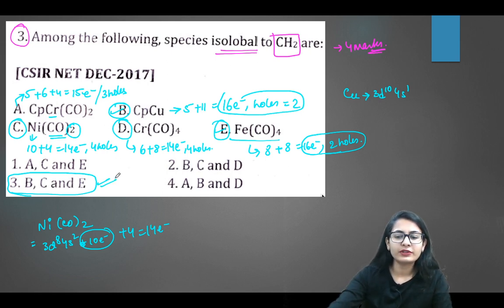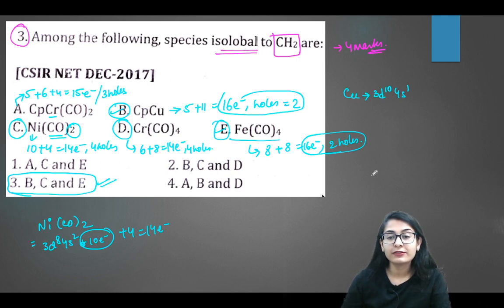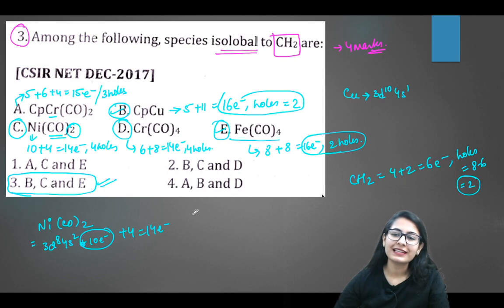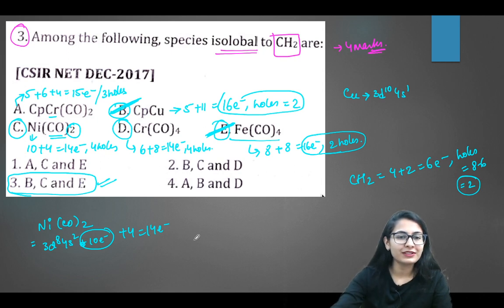Chalo, let's move onwards. Okay, so yes, we did not find out for the CH2. Yes, so 4 plus 2 is going to be 6 electrons, and yes, holes is equal to 8 minus 6 is equal to 2 holes. Okay, so all of these 16 electron species are also going to have 2 holes. Now this is what we have, B and E. Okay, we'll have to check for the C option first. Okay, chalo, we move onwards.